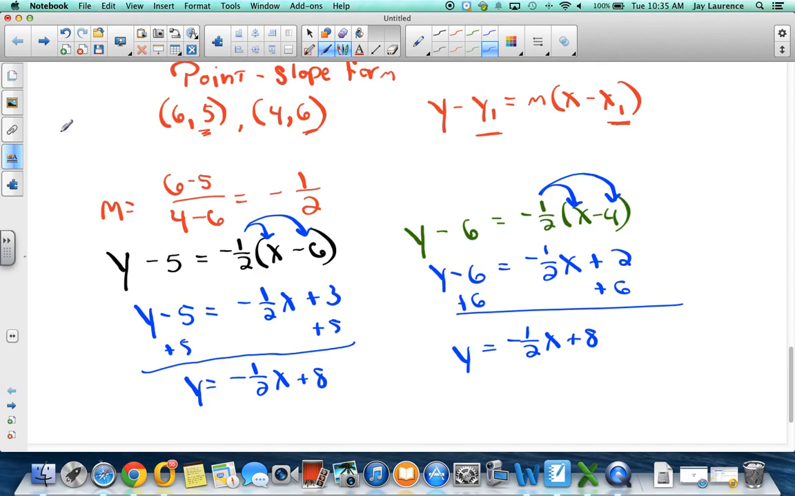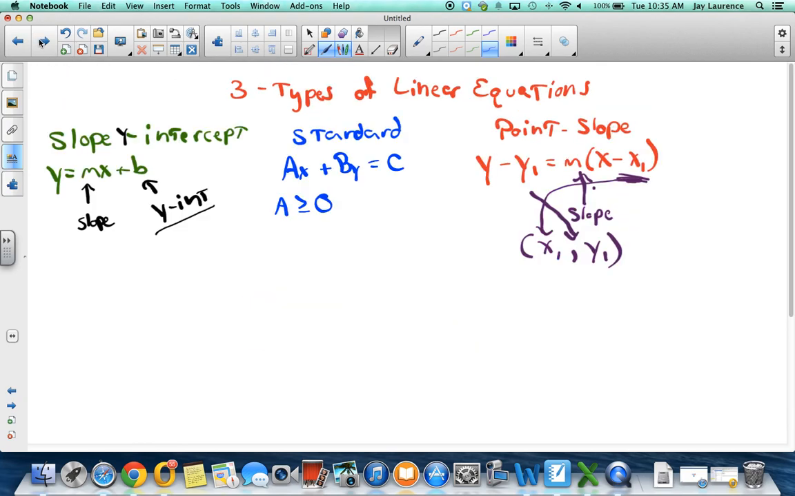All right. How are we doing here? I think we're doing really good. Let me see here. Those are the 3 types of equations.